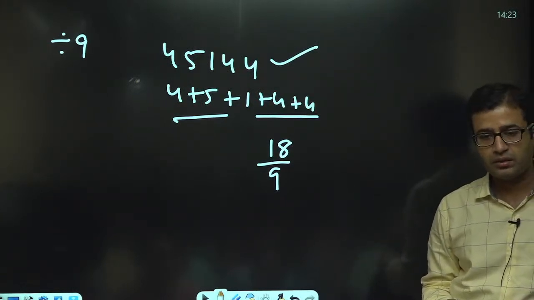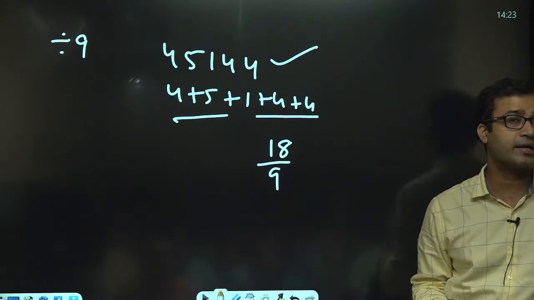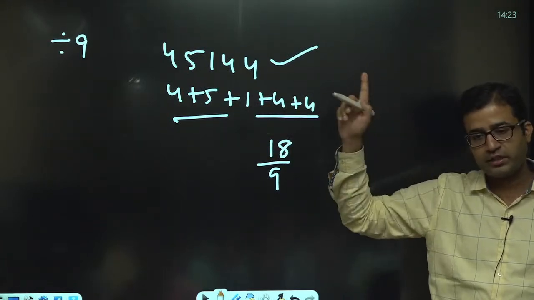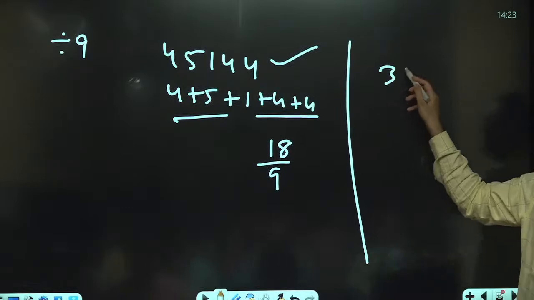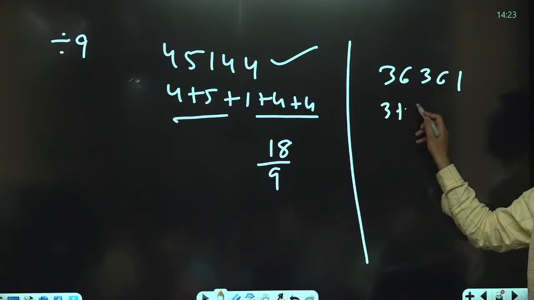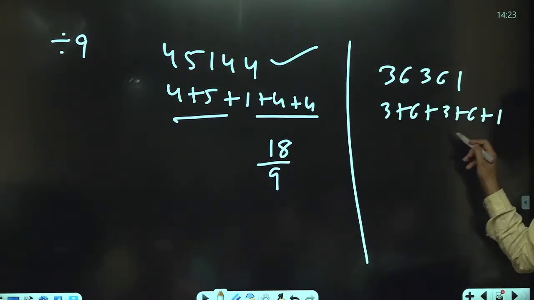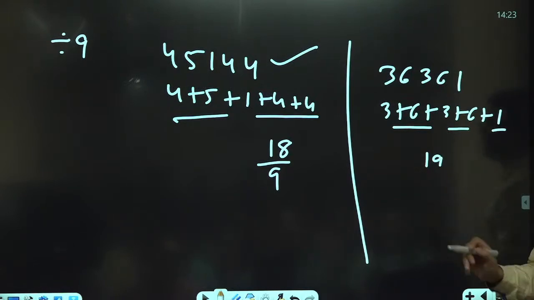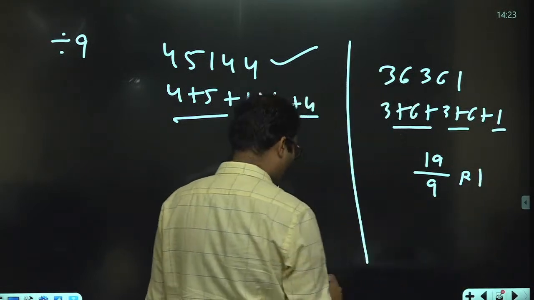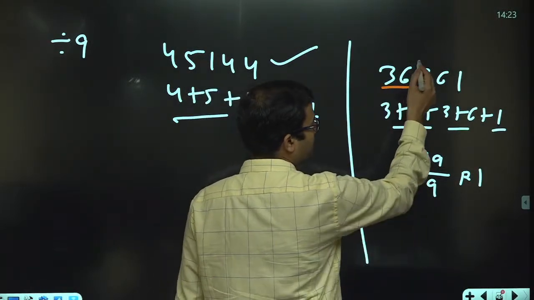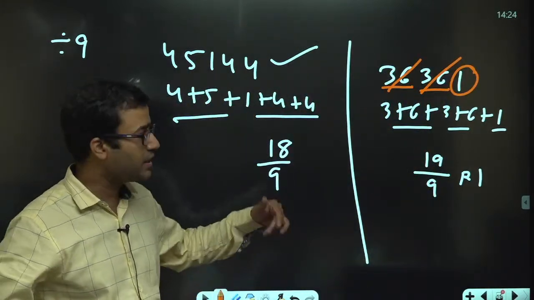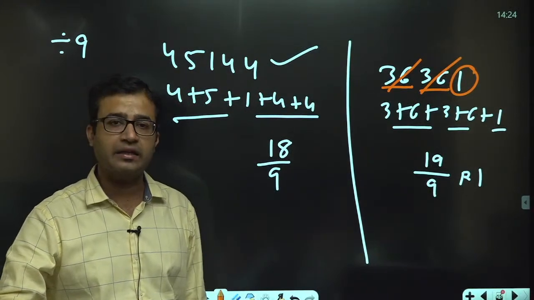Whatever you can do for 3, same you can do for 9. But it has to be a multiple of 9, not 3. Like for example, 36,361. Either you can say 3 plus 6 plus 3 plus 6 plus 1, 18 plus 1, 19. It is not divisible by 9. So if you divide it by 9, what is the remainder? 1. Or here you can say 3 plus 6, 9, ignore. So the remainder is 1. You can apply the same concept here also. Wherever you get 9, directly or indirectly, ignore.